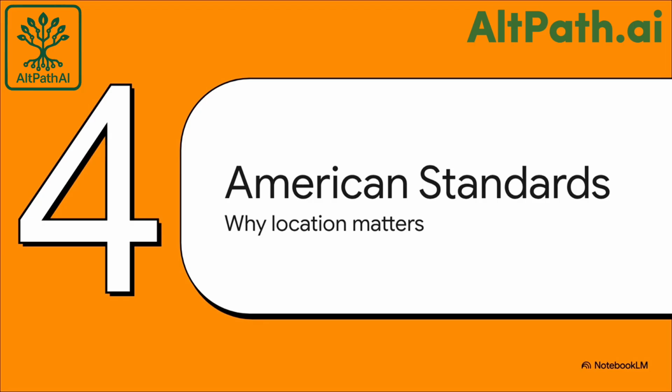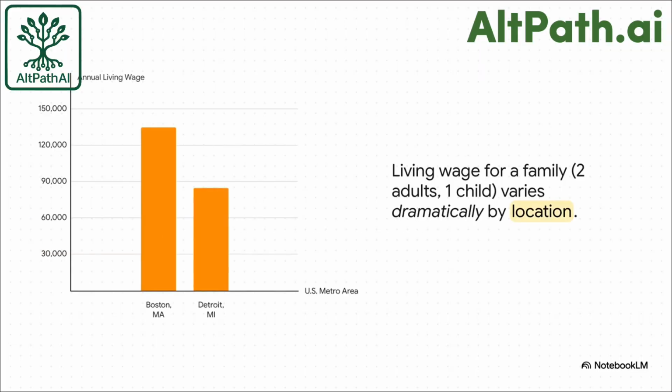The data also reveals another crucial truth. There really isn't one single American standard of living. It's way more accurate to say there are many standards of living, and they change dramatically depending on where you are. Just look at this comparison. For the exact same family, 2 adults, 1 kid, the cost to live comfortably in the Boston metro area is $50,000 higher per year than in the Detroit area. $50,000. That's a staggering difference, and it's driven entirely by location.